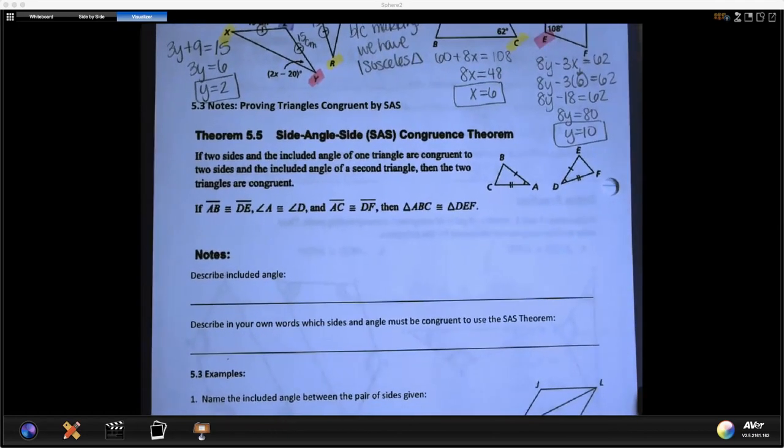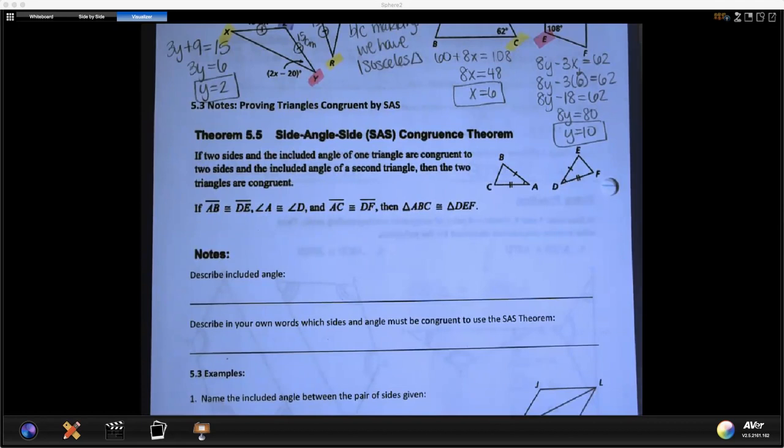All right, 5.3 is when we're going to start talking about proving triangle congruency. So we've figured out how to solve for parts of the triangle or angles, and we've learned how to name corresponding parts. Now we're going to talk about how we can prove things are congruent.